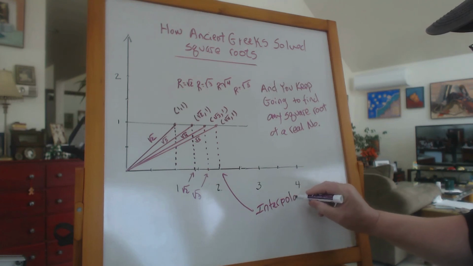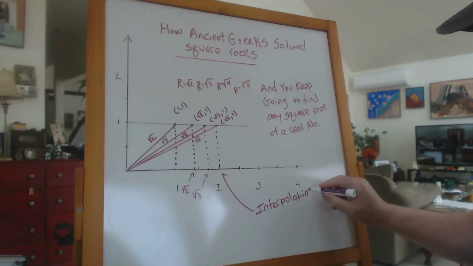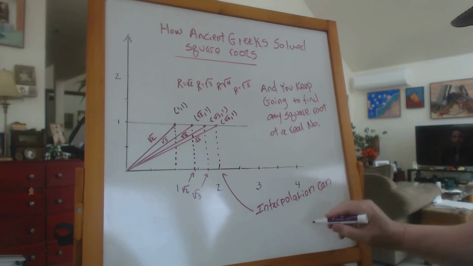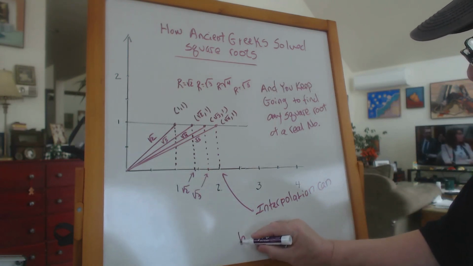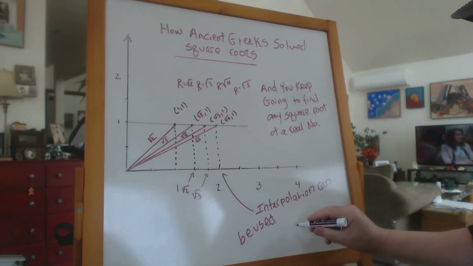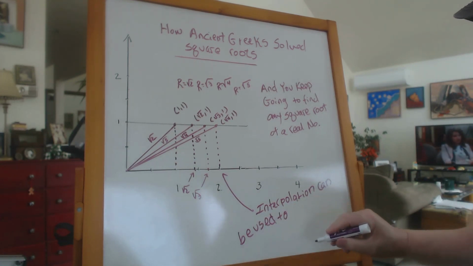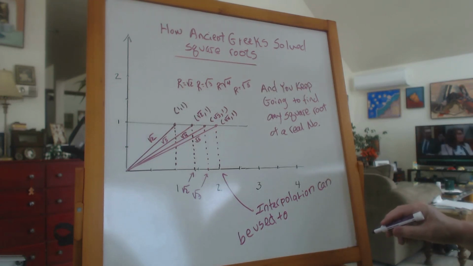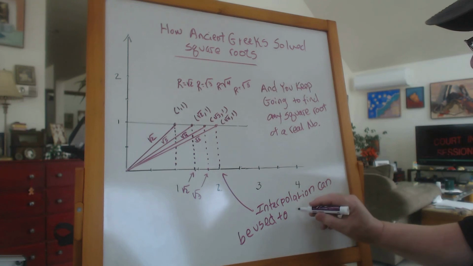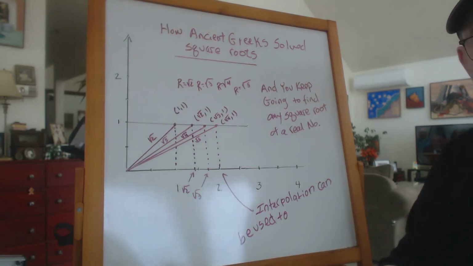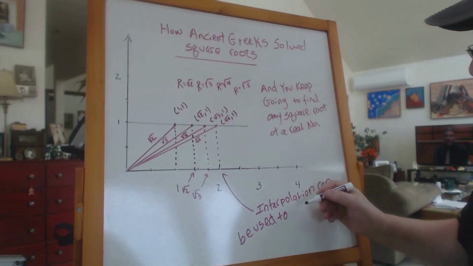We're able to estimate the square roots by measuring the hypotenuse and then taking that measurement and extending it along the x-axis. And we can do this forever. Using this method, we can find the square roots of numbers infinitely.